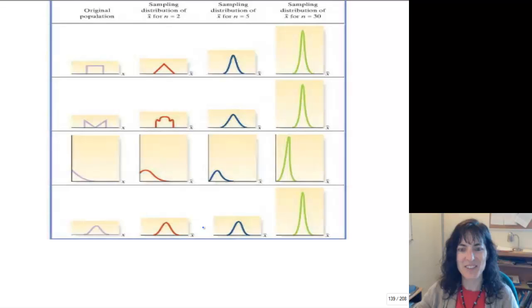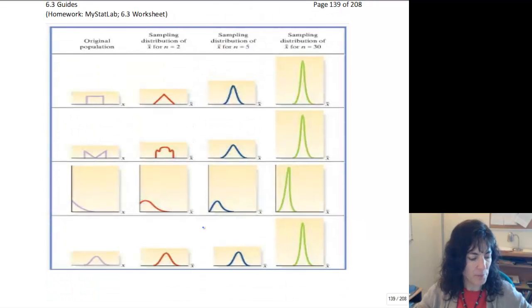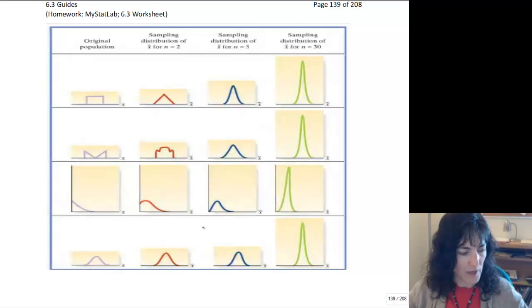And here's the chart that was discussed there. There it is.